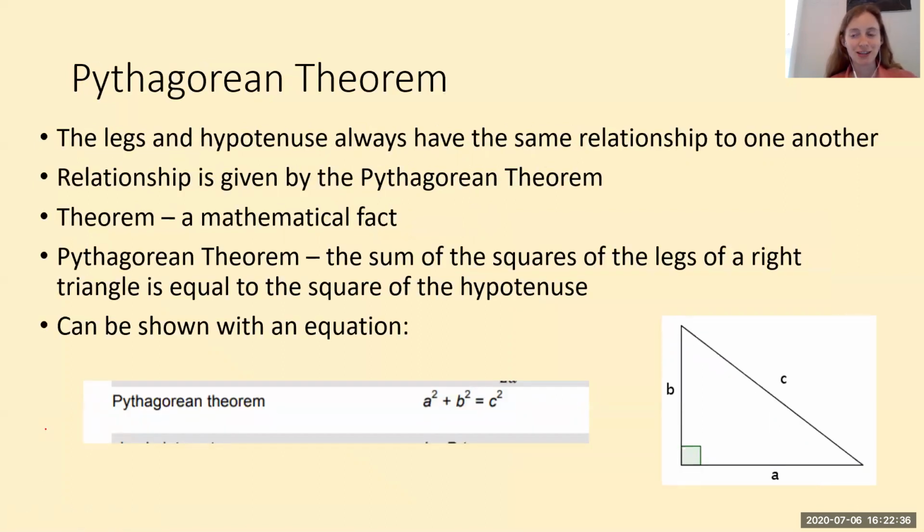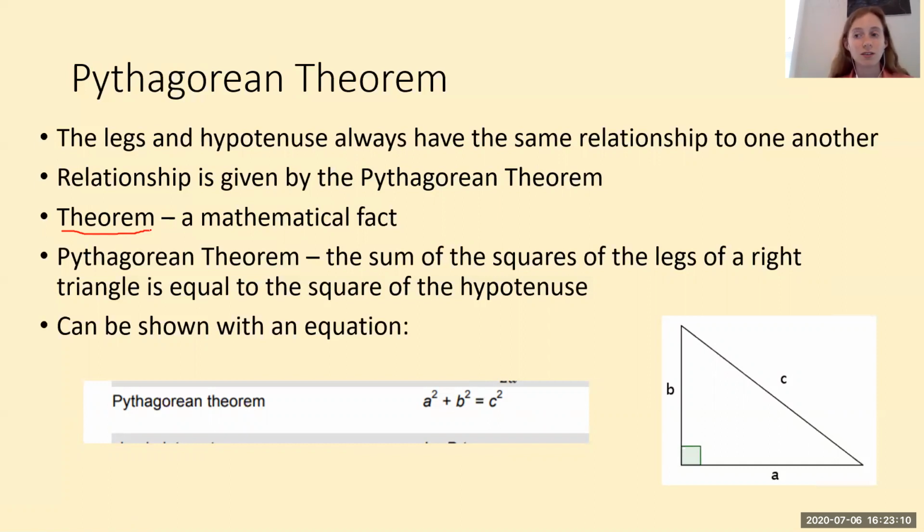All right, so finally we get to the good stuff. We get to the Pythagorean theorem. So in a right triangle, the legs, the two shorter sides, and the hypotenuse, the longer side, always have the same relationship to one another. And that relationship is described by the Pythagorean theorem. So when we say theorem, we just mean a mathematical fact. It's a true statement that we can prove using mathematical concepts.